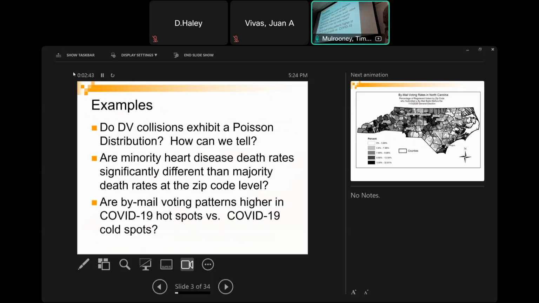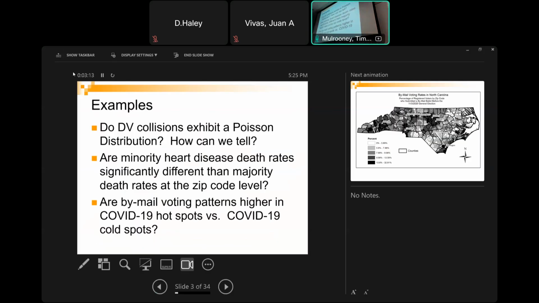Other examples get a little bit more tricky. Do DV collisions exhibit a Poisson distribution? What's a Poisson distribution? TAs aren't allowed to answer, okay? Poisson distribution, making eye contact. So exactly, it displays randomness. It displays a type of random distribution.